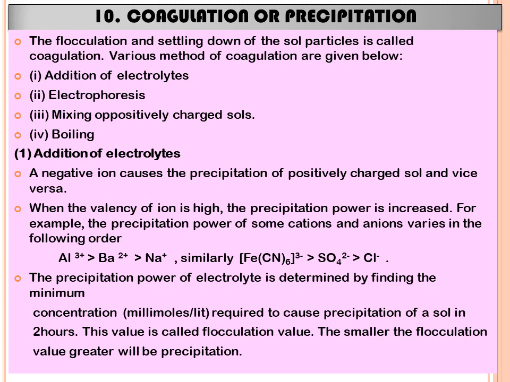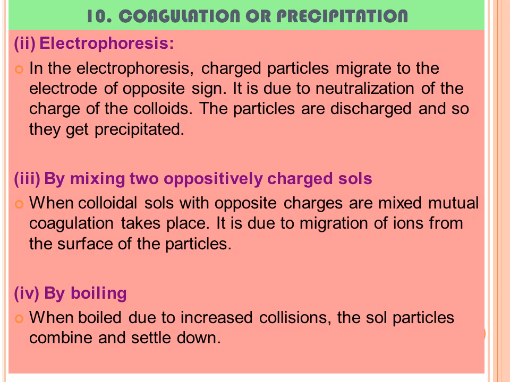In the addition of electrolyte, you have to note this point. When the valency of the ion is high, that means the ions you are adding, the precipitation power is also high. The ability to precipitate is also high. Here Al3+ has more ability than Ba2+, which has more ability than Na+. Similarly, it is also given for the negative ions. Then coagulation or precipitation by electrophoresis, the same thing.